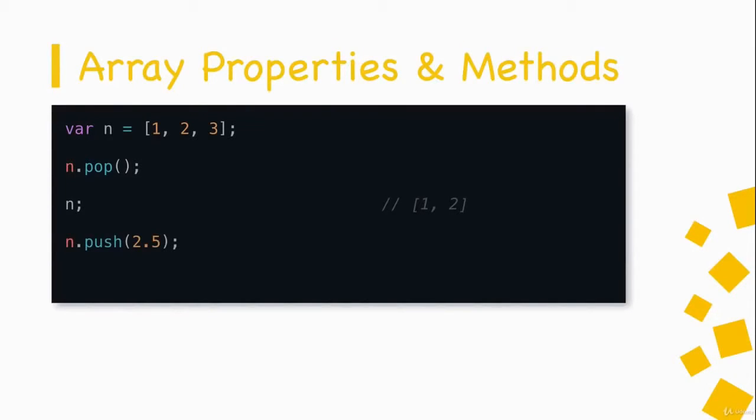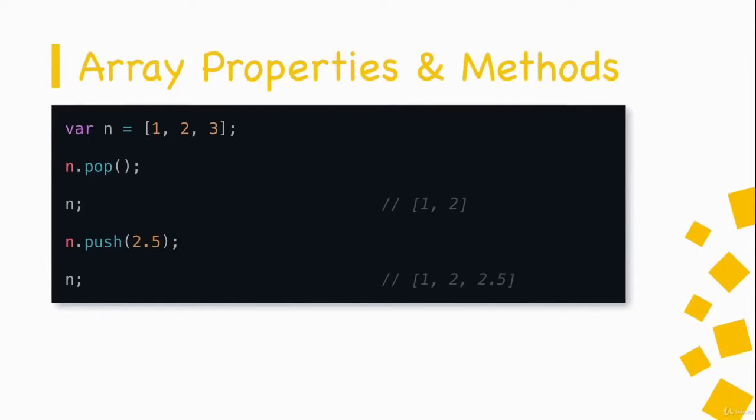And the opposite of the pop method is the push method. The push method can be used to add an item at the very end of the array. And of course, you have to specify the element value inside the parentheses as a parameter. So n.push(2.5) will add 2.5 at the very end of the array. And as you can see, it is true because now the n array contains 1, 2, and 2.5 has been added at the very end in the place of 3.